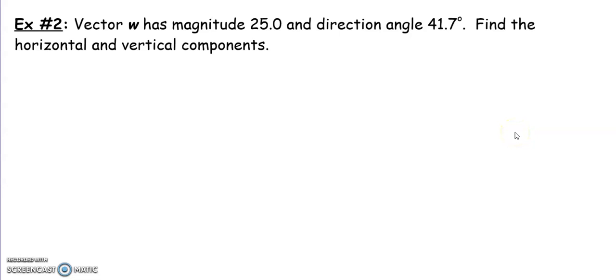Alrighty, in example 2, we're going to work backwards from what we just did. In example number 1, I gave you the vector in coordinate form. I said, here's A, here's B. Find the magnitude and find the direction.